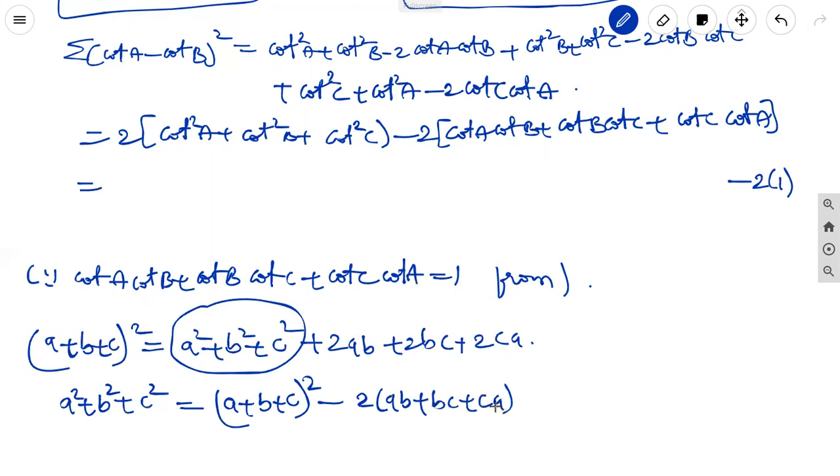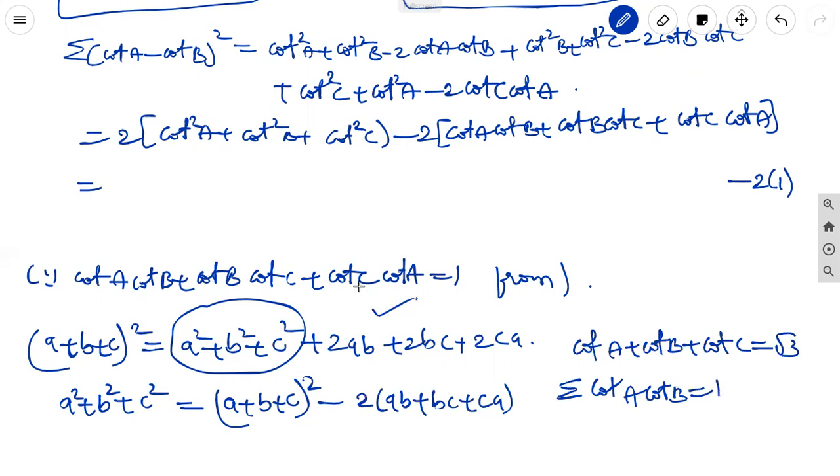Why can we take this relation? So many students are getting that wrong. Just read out the question. You know the value of cot A plus cot B plus cot C is equal to root 3. And from the problem, the summation of cot A cot B is equal to 1. That is nothing but this relation. So here A is nothing but cot A, B is nothing but cot B, C is nothing but cot C.